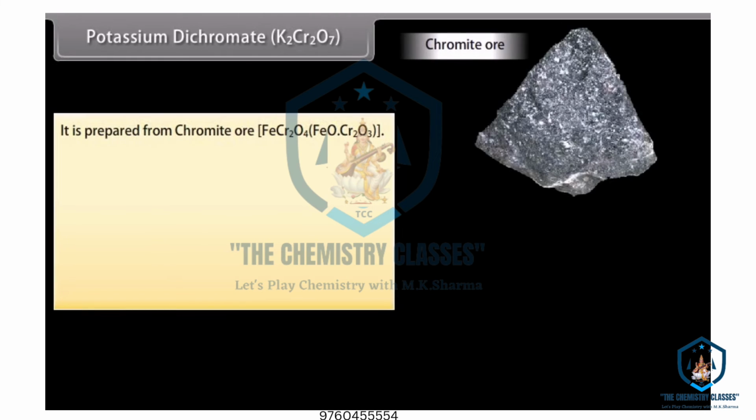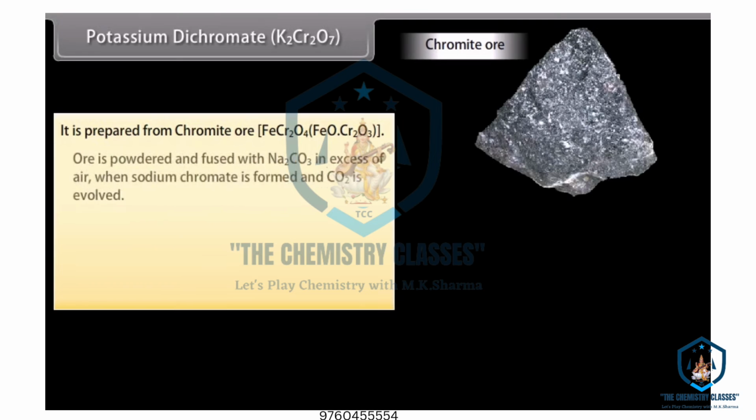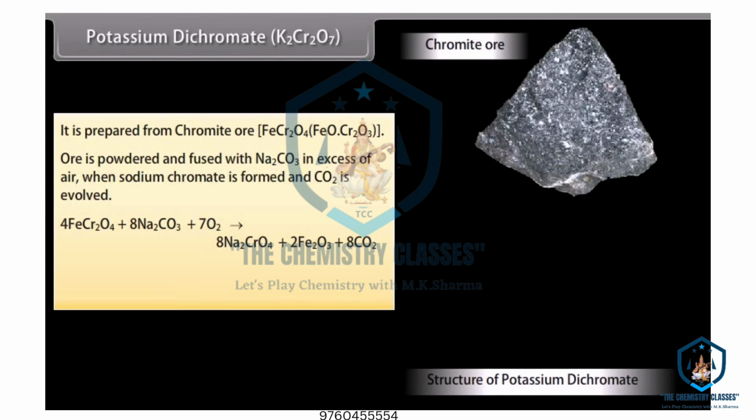Potassium dichromate, K2Cr2O7. It is prepared from chromite ore. Ore is powdered and fused with Na2CO3 in excess of air when sodium chromate is formed and CO2 is evolved.